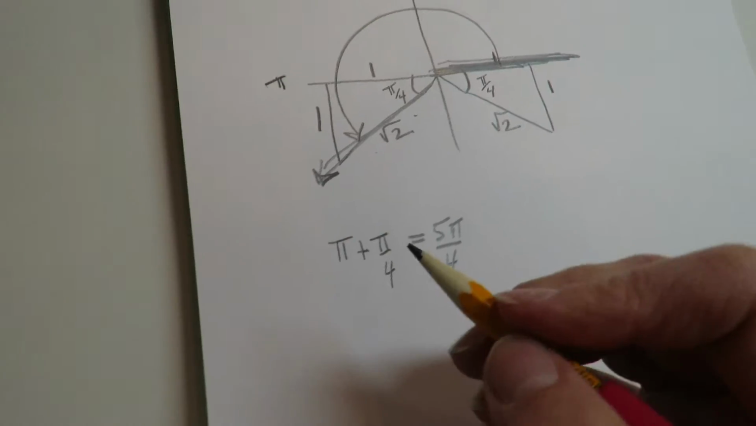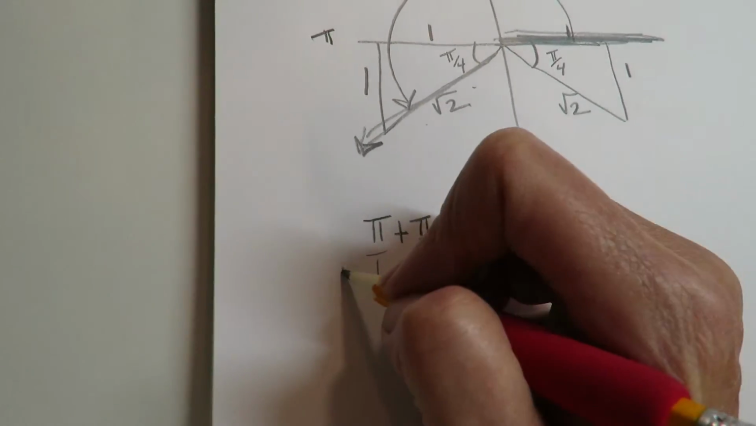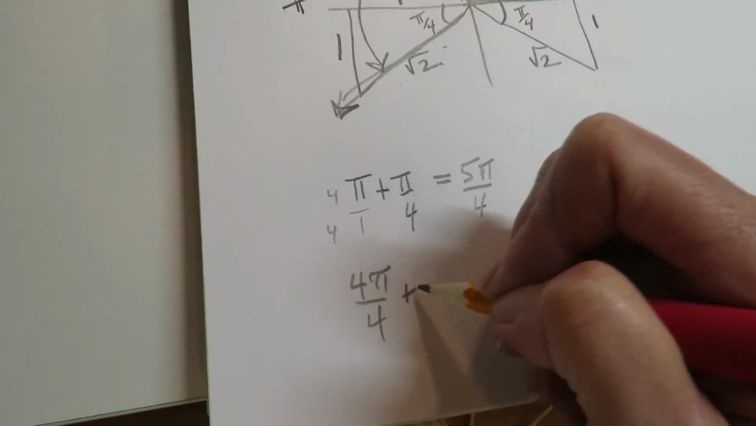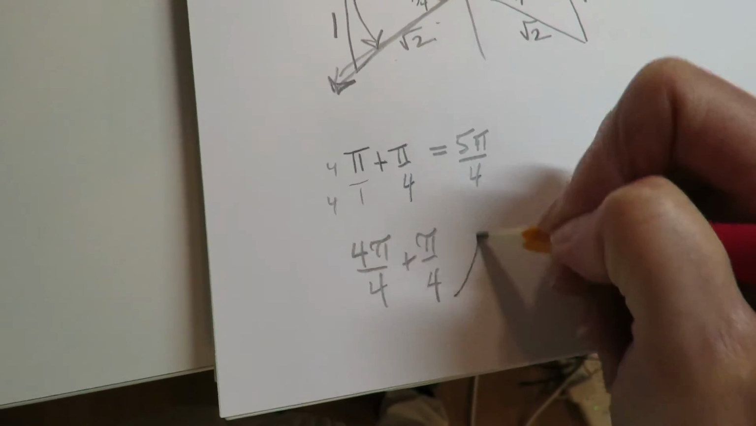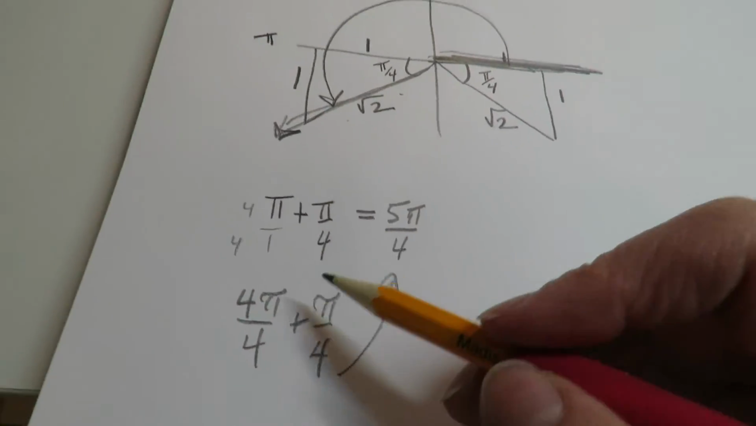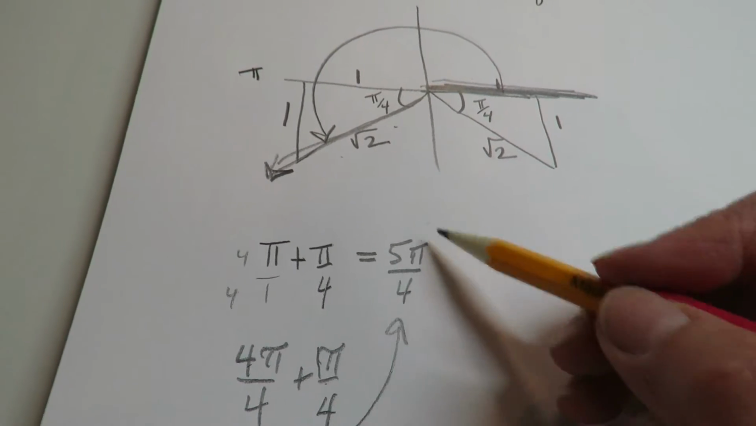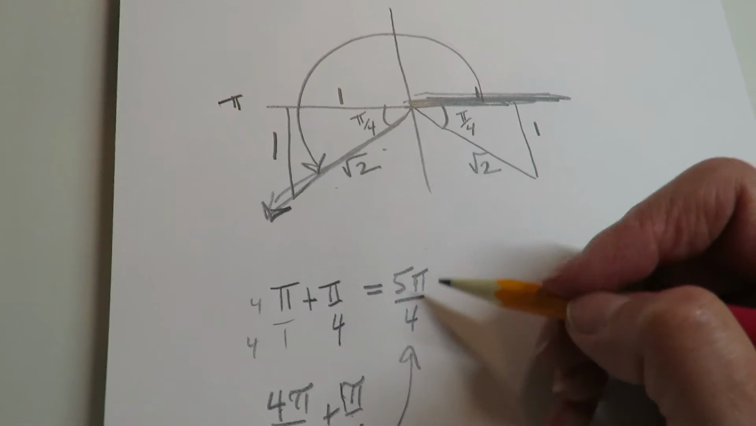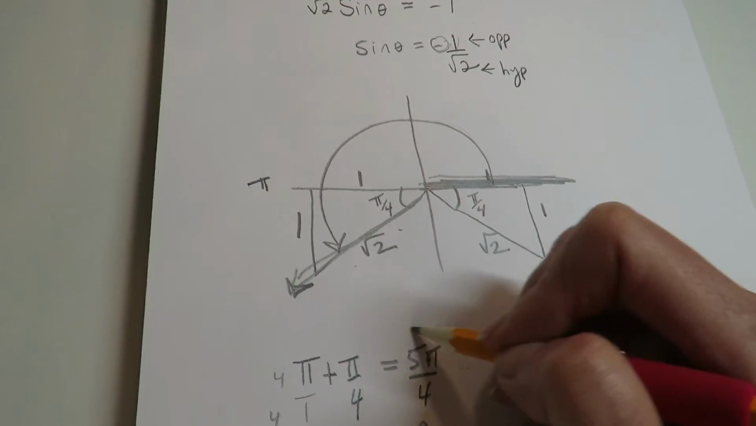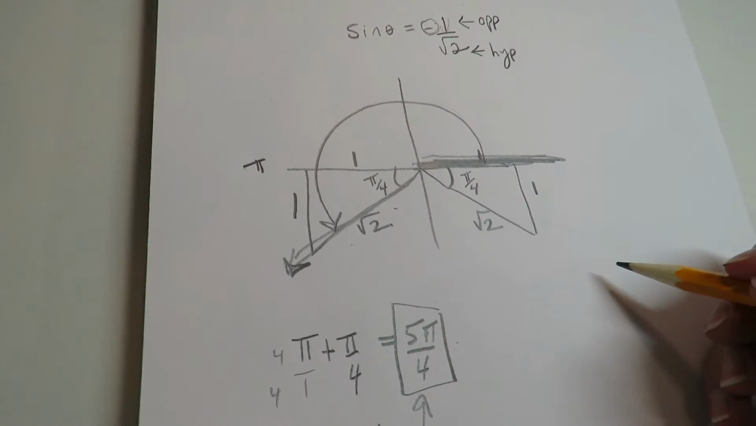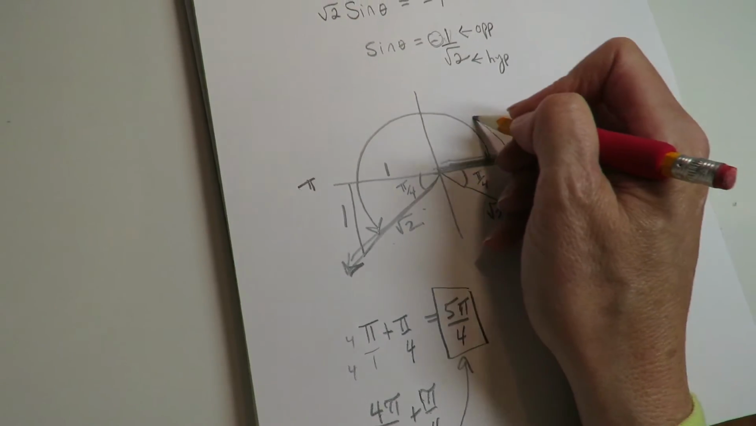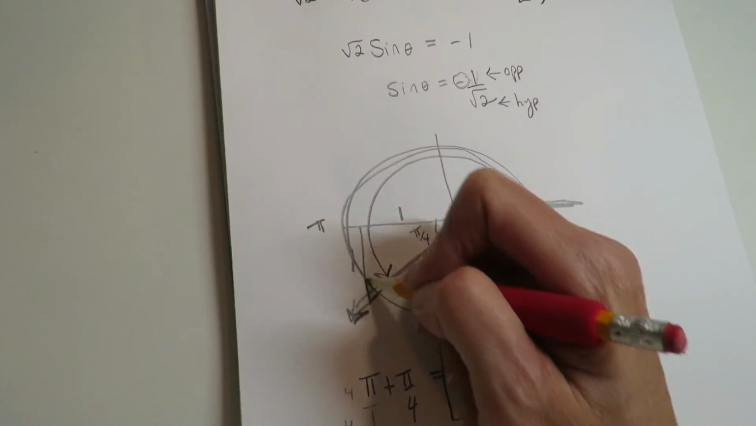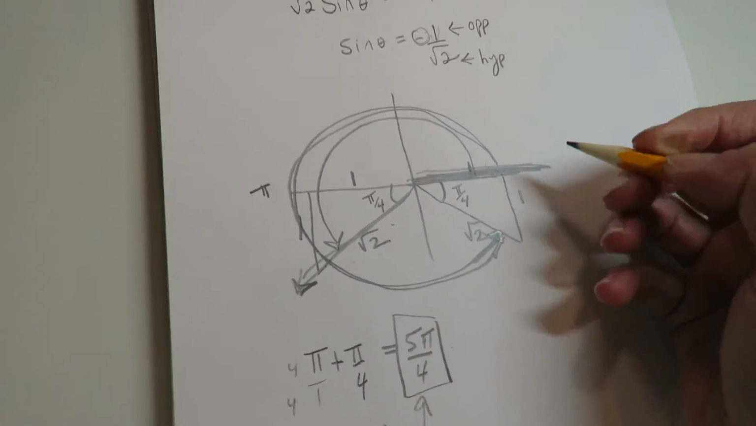Let me just get an LCD for people who would want to have that. So if you get an LCD, it's 4 plus 1, which would be 5 pi over 4. So that's your quadrant 3 angle. That's my first answer. And now I have to go to my quadrant 4 answer. So I have to rotate to here.